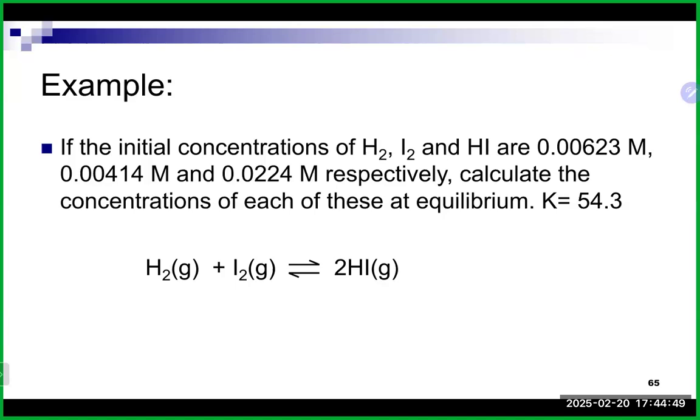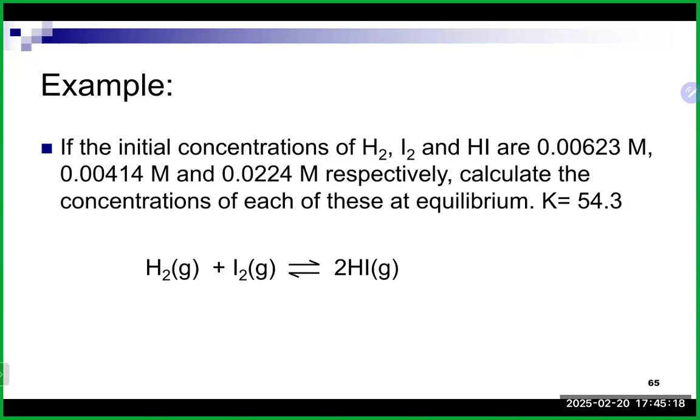All right, so we're going to look at this one, which is the initial concentrations of H2, I2, and HI are 0.00623, 0.00414 molar, and 0.0224 molar, respectively. Calculate the concentrations of each of these at equilibrium. We have pretty much the same reaction we were looking at earlier, which is 54.3 is the K value.